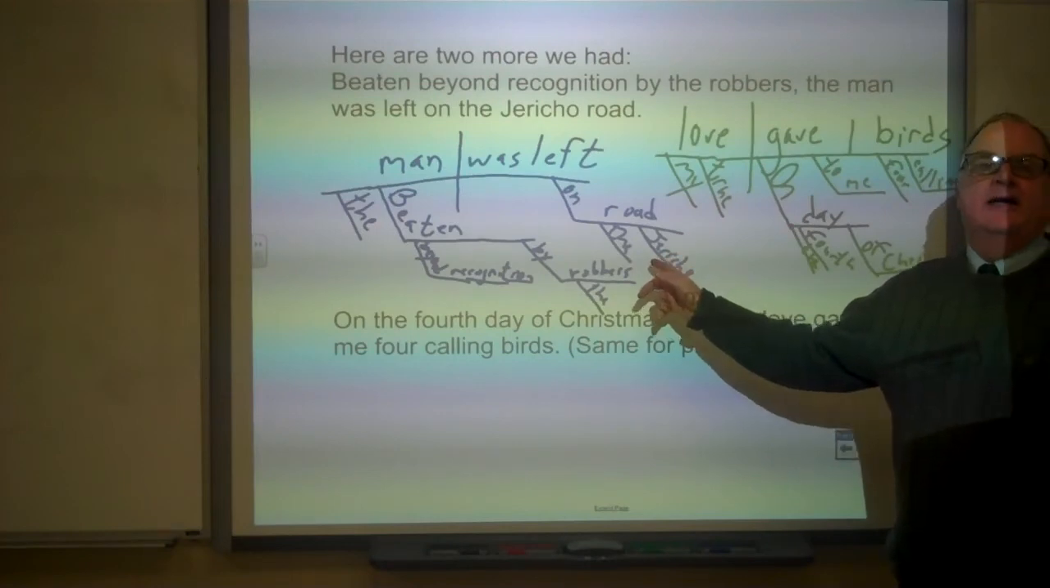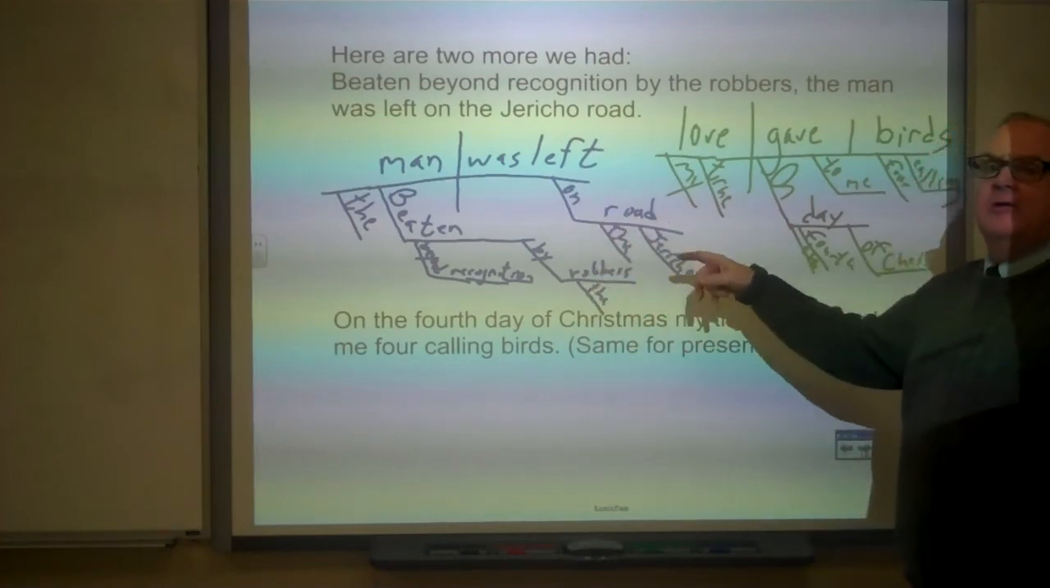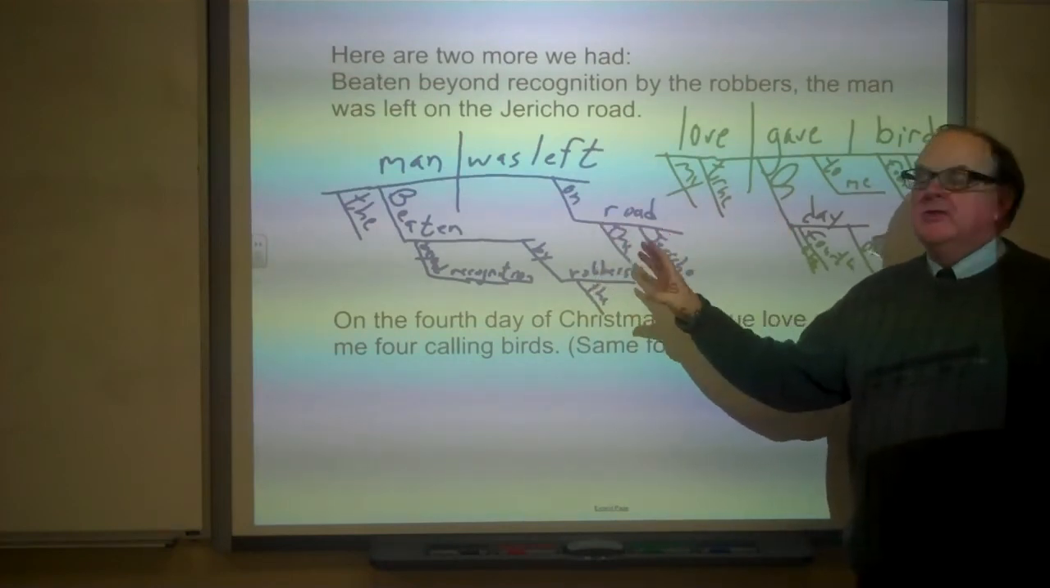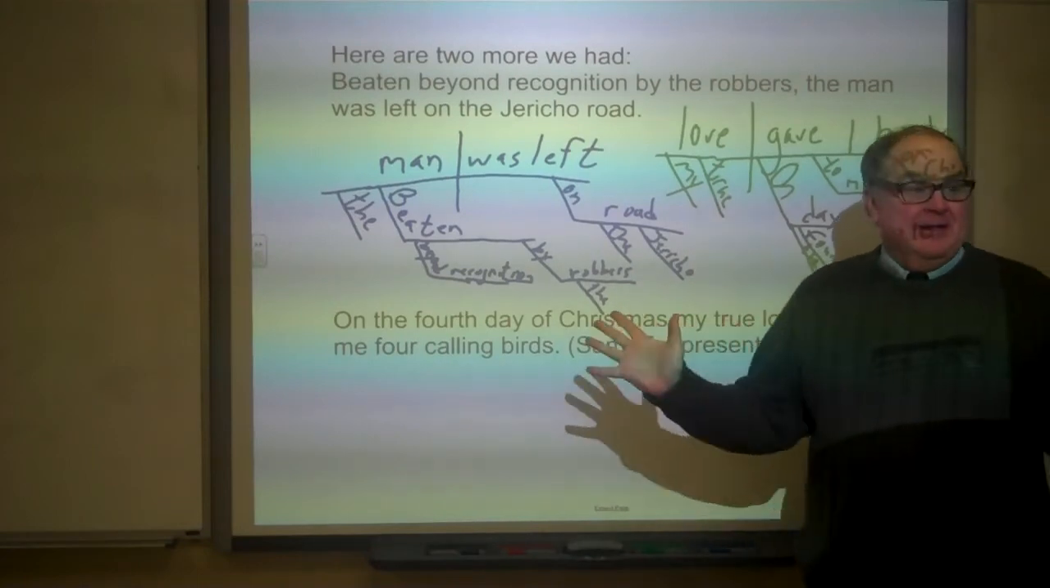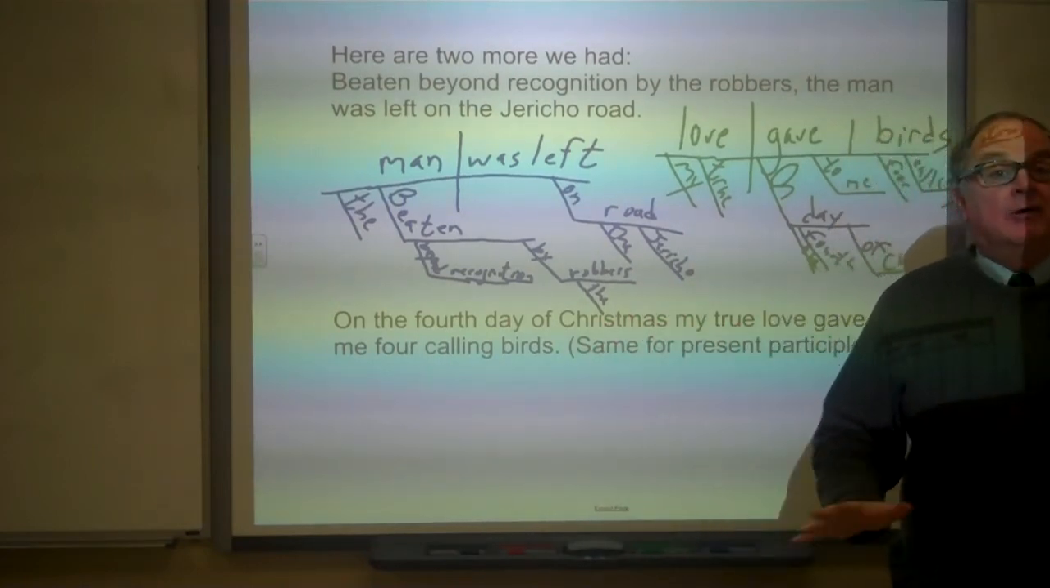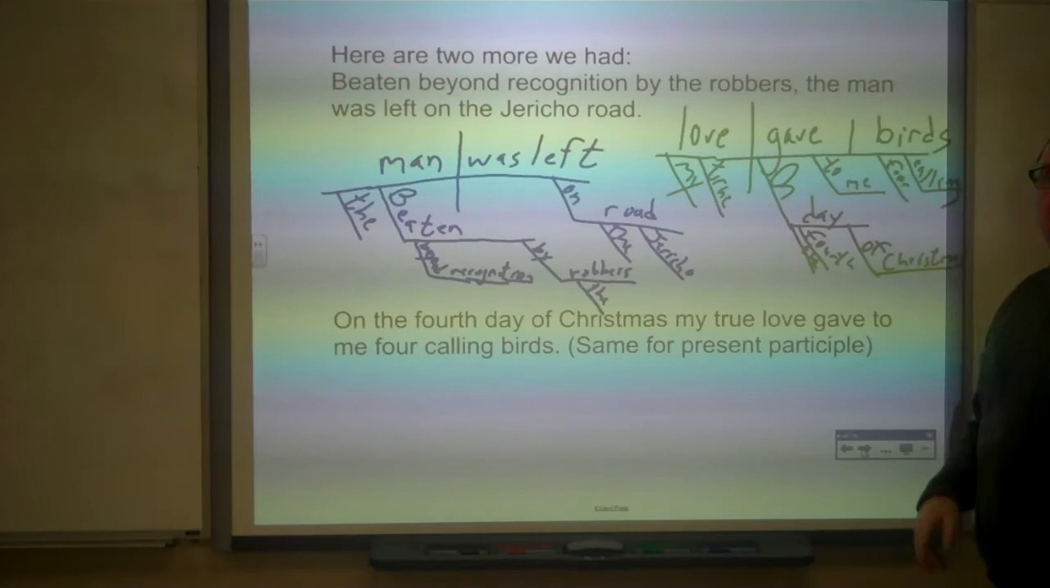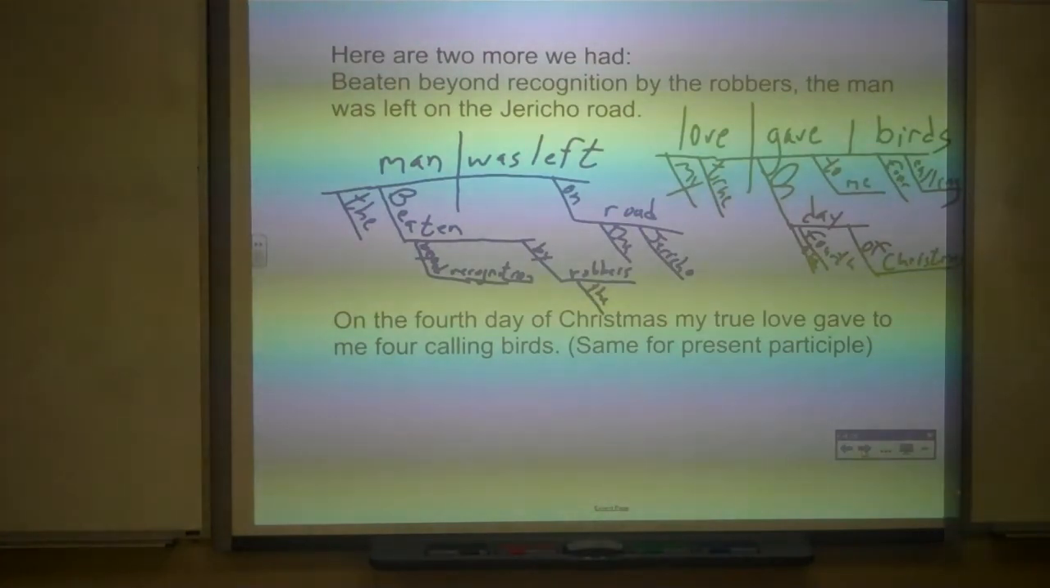If you were to diagram this and you wrote Jericho road, both on the horizontal line, as though that were the name of the road, I mean, that's fine. I wouldn't mark you off for that if you did it that way. Okay.